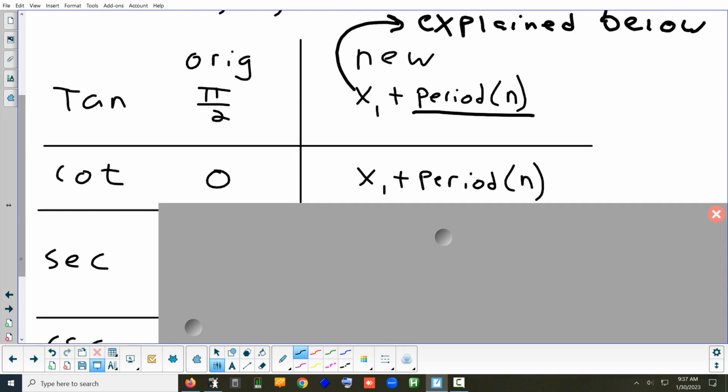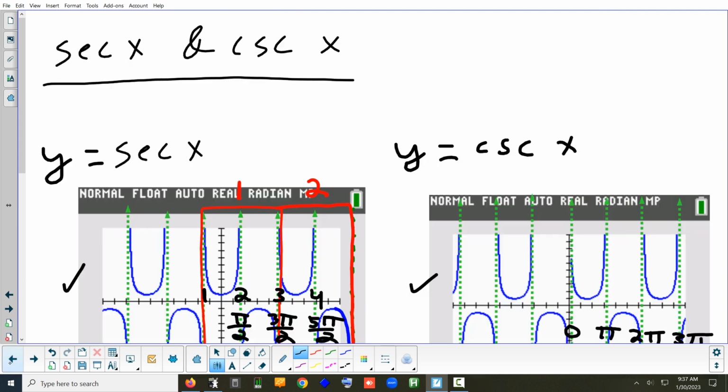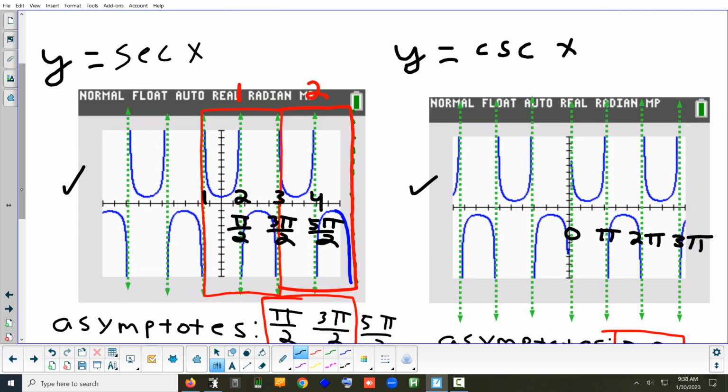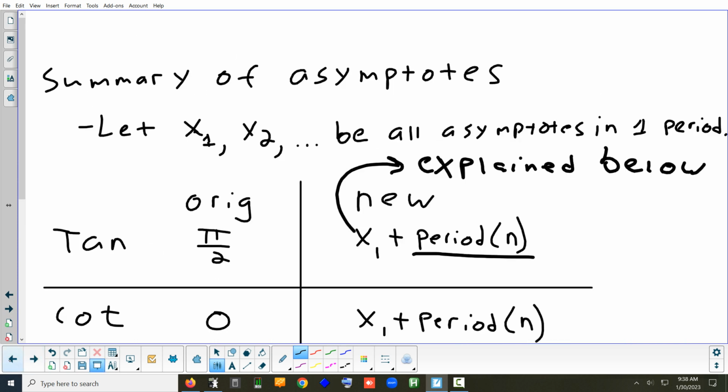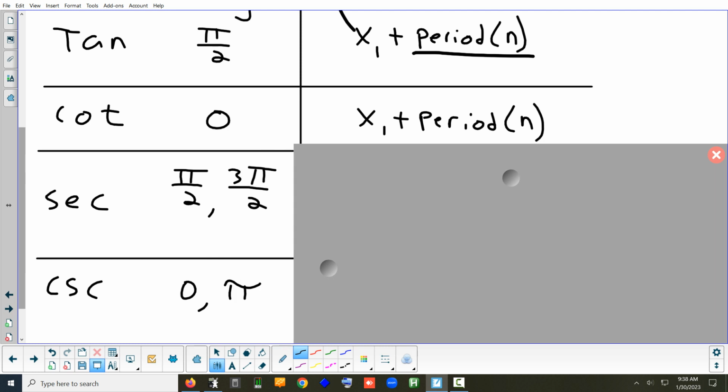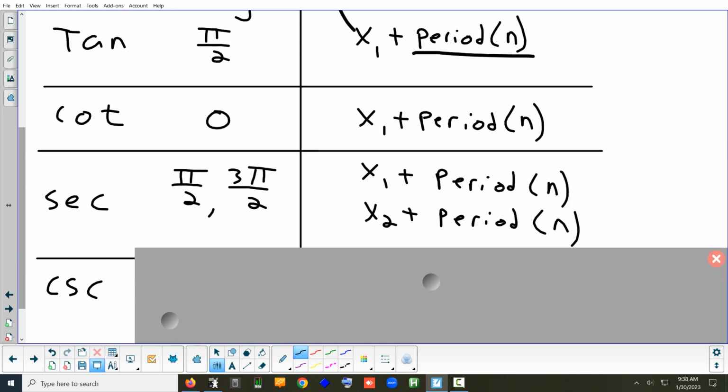Okay, how about secant? How many asymptotes did we say happened in each cycle for secant? 2. Let's go back and look at the picture and identify the first 2. Pi over 2, 3 pi over 2. That's what's going to go in that box. And then you're going to do something with the pi over 2, and that's going to give you a value. And then you're going to write down plus the period times n to tell me that that value repeats forever. And then you're going to do the same thing with 3 pi over 2. The thing you have to do to get this value, it's very simple, but I haven't told you what it is yet.